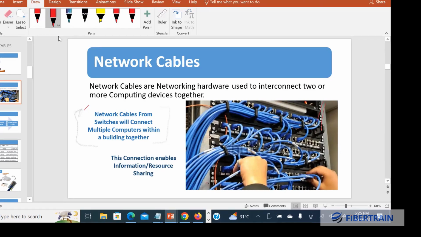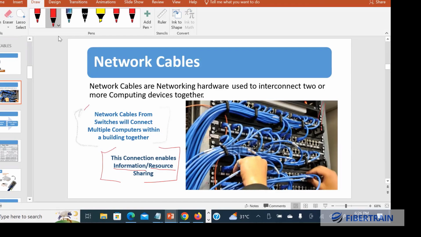So that's the whole essence of using cables. So when cables are used to connect these devices to a switch, people will be able to share information. People should be able to share resources, which are the two major advantages of having a computer network in place. So that's what network cables are.